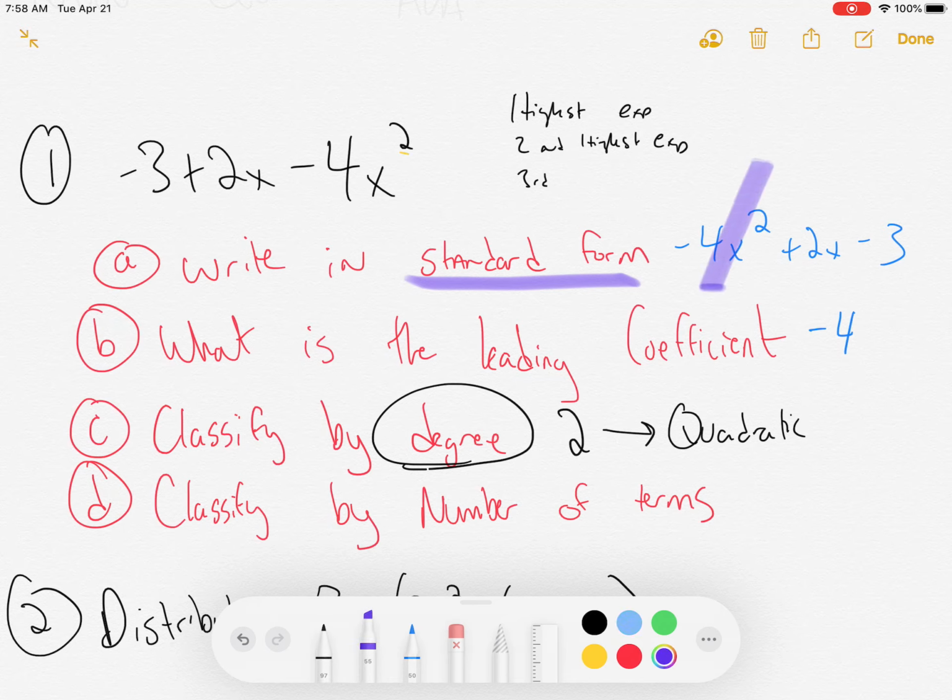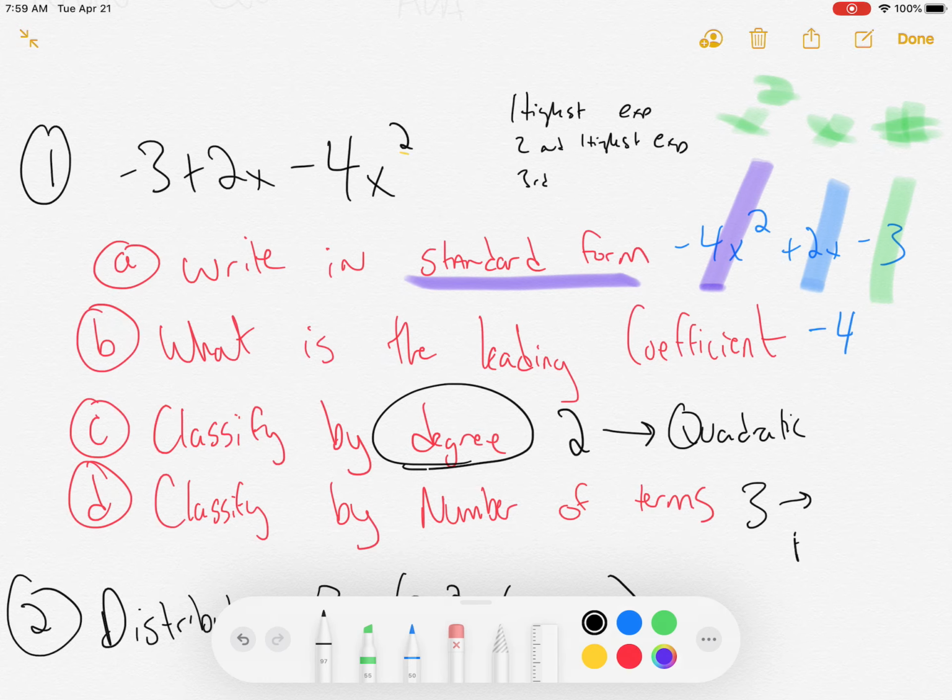Okay, last up is the number of terms, and that's the number of things separated by a plus or minus sign. So I have 1, 2, 3 different terms. I have x squared, x, and just a number. So this is x squared, this is just x, and this is my number. There's 3 different types of numbers here. So I have 3 terms.